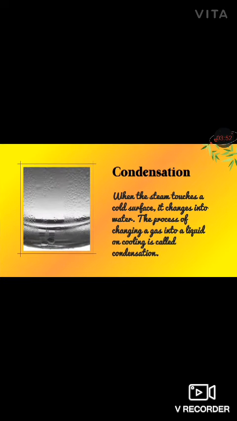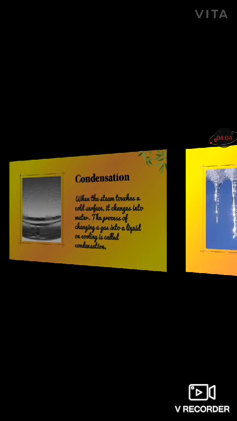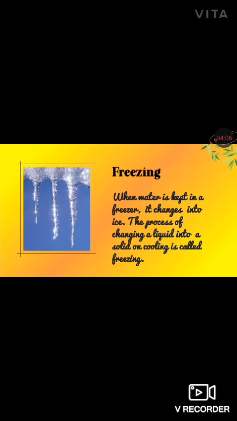Next, condensation. When the steam touches a cold surface, it changes into water. The process of changing a gas into a liquid on cooling is called condensation. Now, freezing. When water is kept in a freezer, it changes into ice. The process of changing a liquid into a solid on cooling is called freezing. You can see the picture.